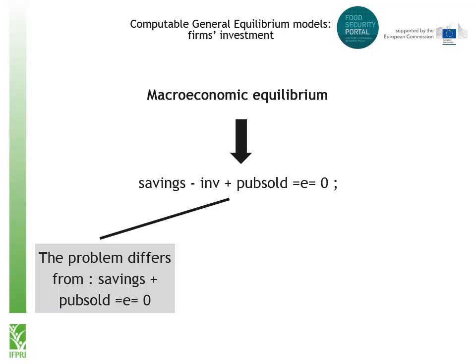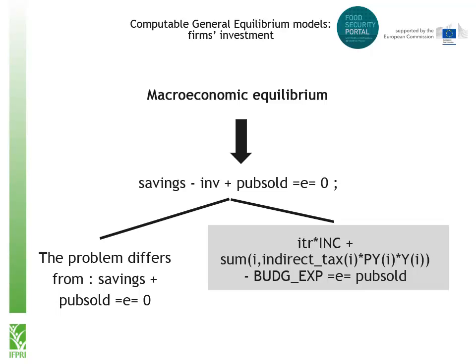But now we have, in this new macroeconomic equilibrium condition, savings minus investment plus pub sold is equal to 0. So if savings is determined elsewhere, it means that we have two potential candidates, two variables that can be determined by this new macroeconomic equilibrium condition. It is either INV, investment, or pub sold, the public sold.